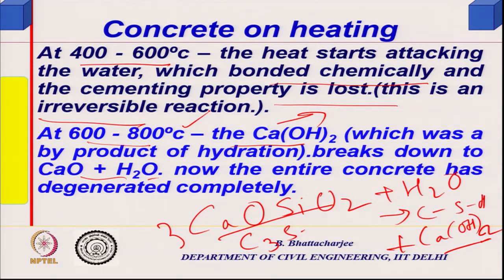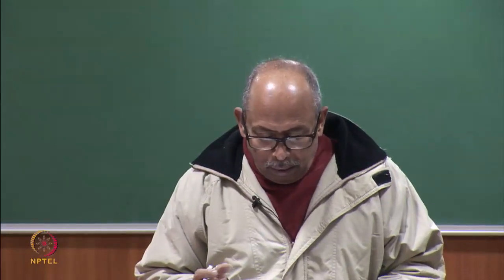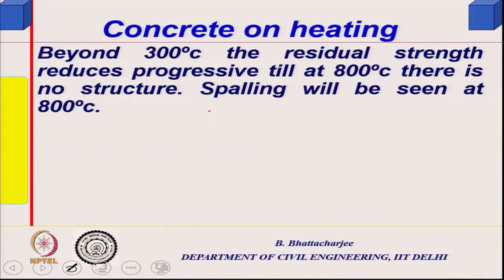So, you will see spalling of concrete: chunks of concrete will come down because there is no bond. Strength, obviously, beyond 300 degrees centigrade, the residual strength reduces, and it goes on reducing till 800 degrees centigrade, when you will be left with very little.